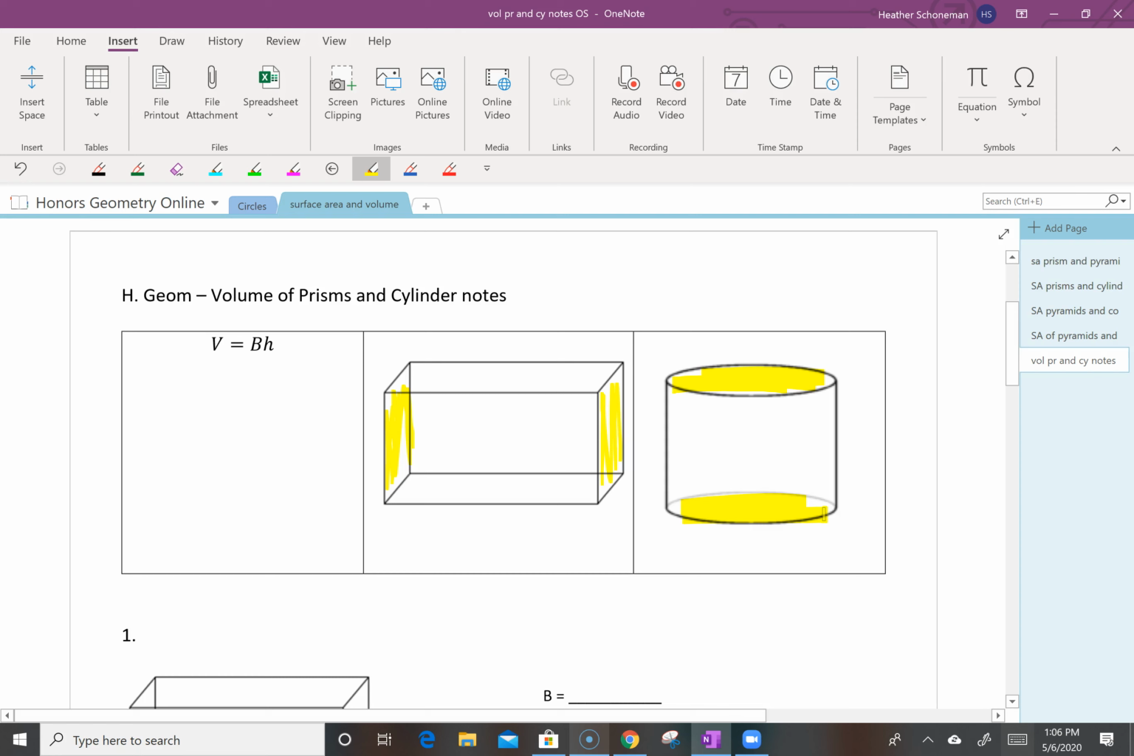Now remember, the formula is volume equals base times height, and capital B is the area of one base. Let's write that down so we don't forget. The area of one base, and H is the height. Well, in a prism and a cylinder, the height is defined as the distance between the two bases. So those are those measurements.